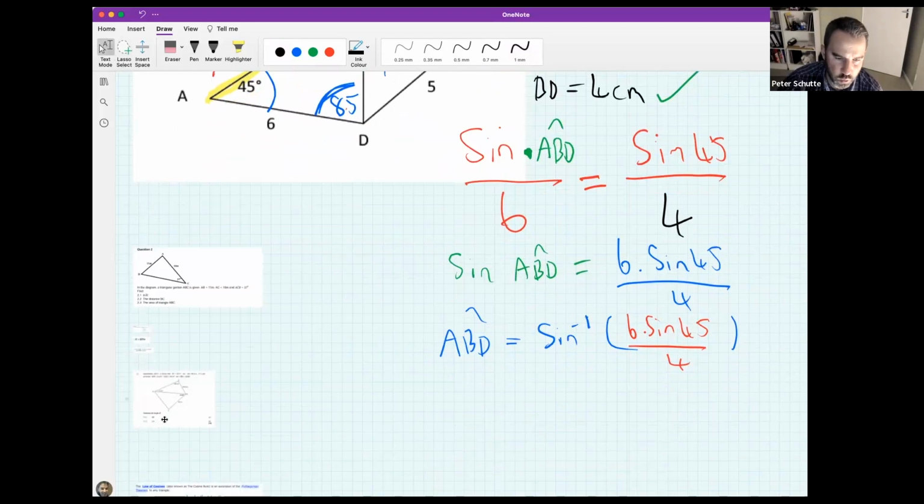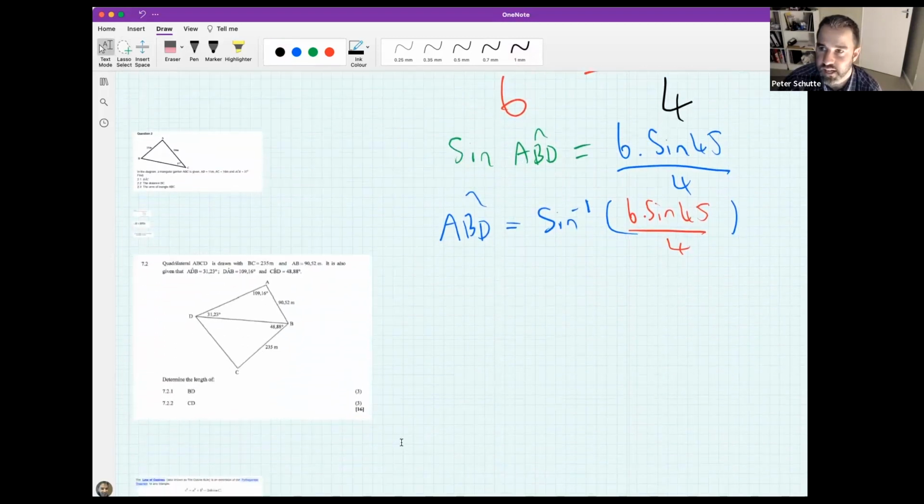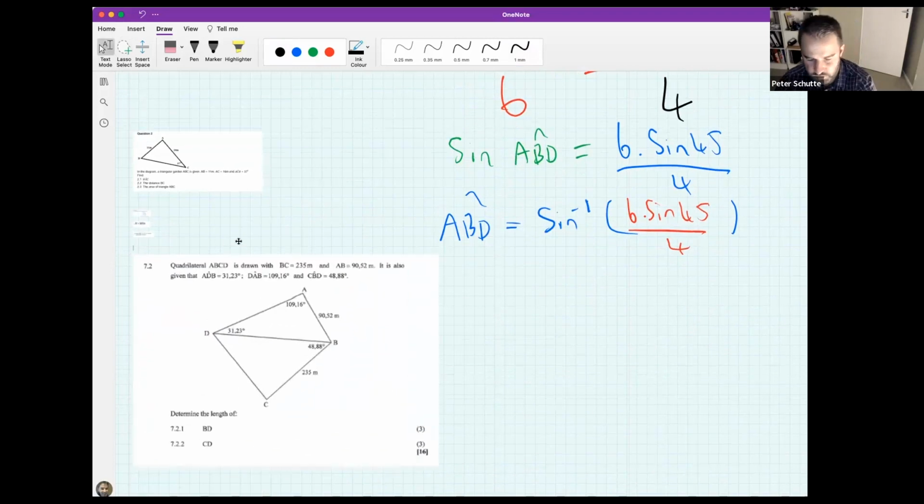Okay, let's try one more. And this is from a past exam paper. And we're going to end tonight with this question. We're going to go out with a bang here.